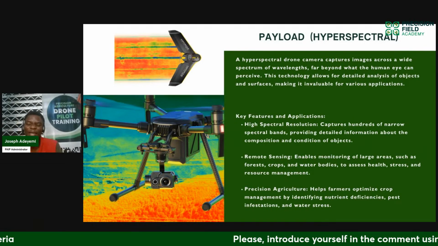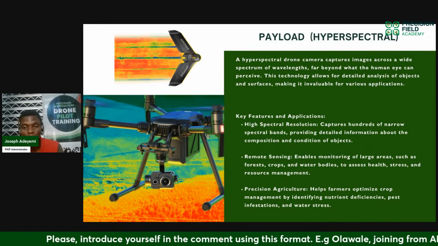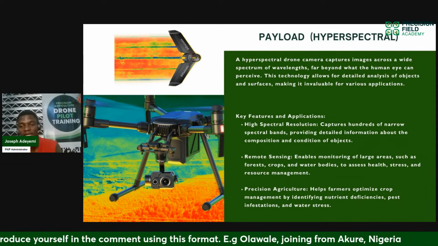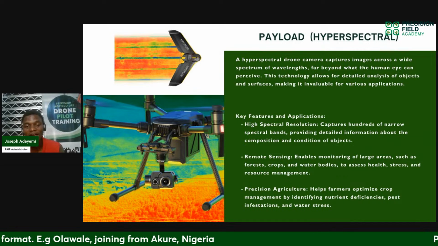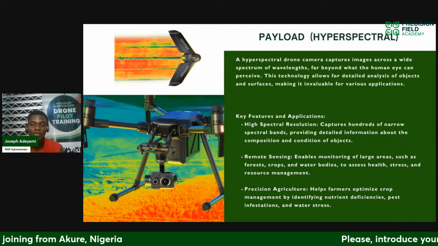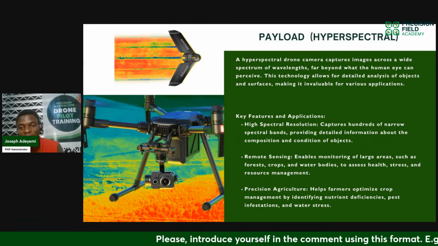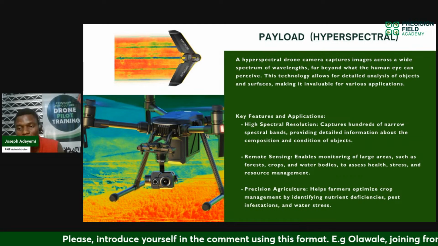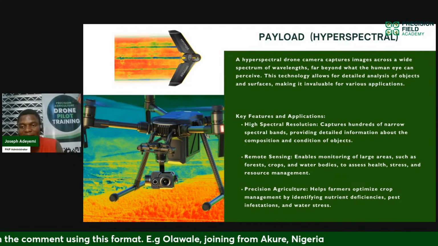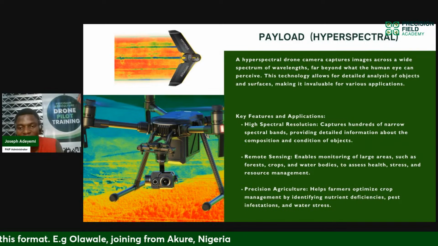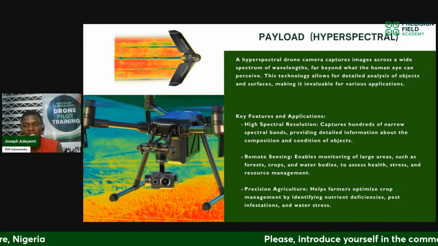So we have another payload which is called hyperspectral. Hyper is just beyond multispectral. So it's relatable to multispectral, but it's an extra of multispectral, I would say. It goes beyond multispectral. A hyperspectral camera captures images in a wide range of wavelengths, far beyond what humans can see and perceive. This technology allows for detailed analysis of objects and surfaces, making it invaluable for various applications.